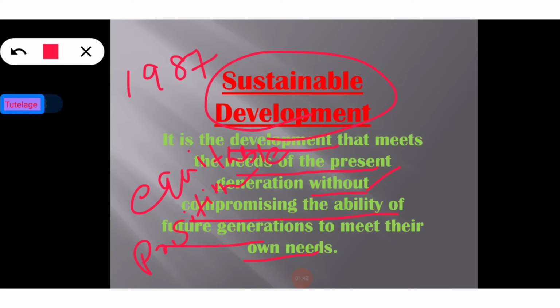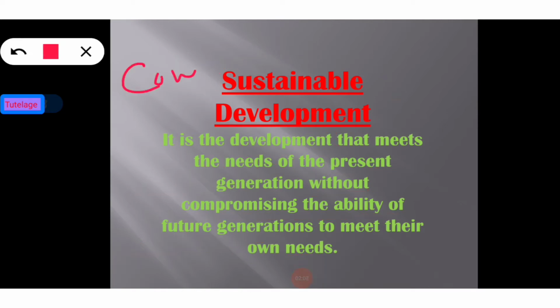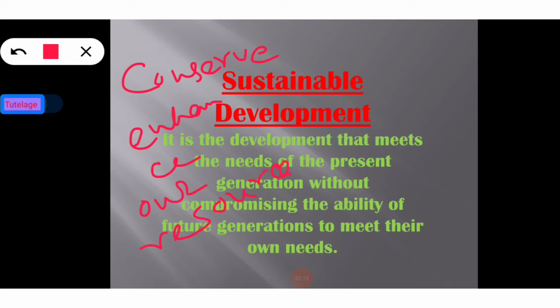Now we are going to discuss the main importance of sustainable development. Basically, sustainable development encourages us to conserve and enhance our resources by gradually changing the manners in which we develop and use technology.